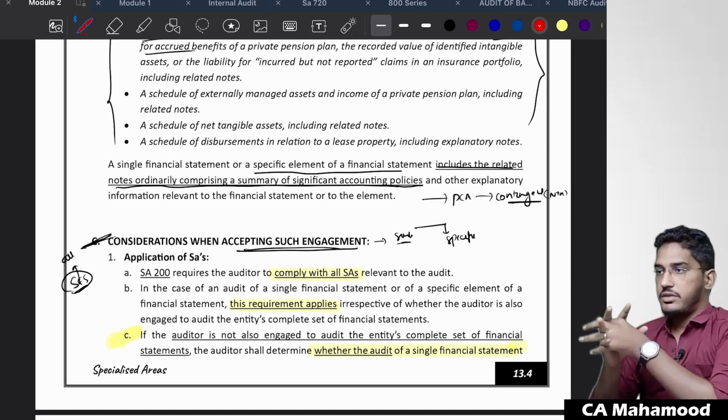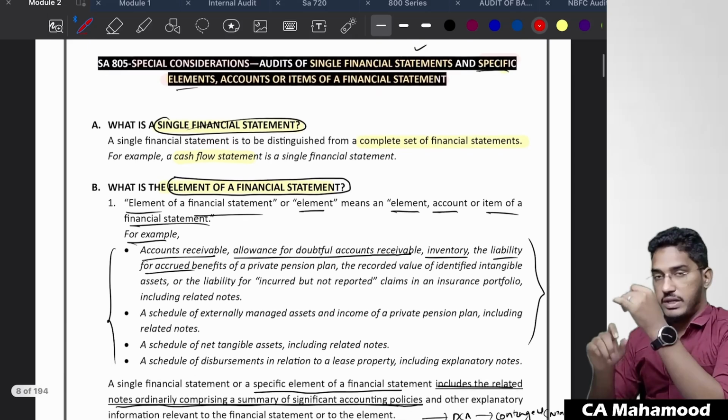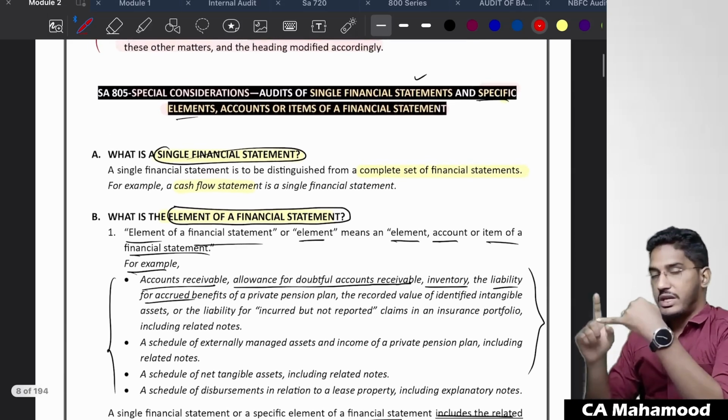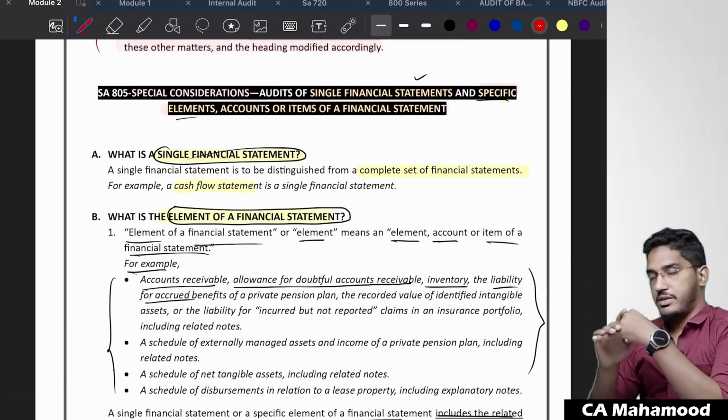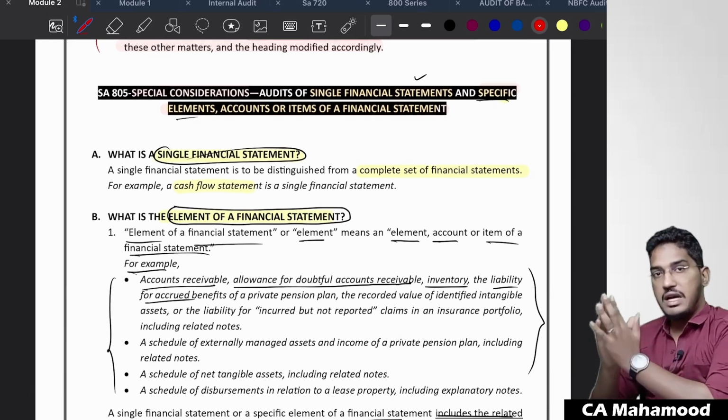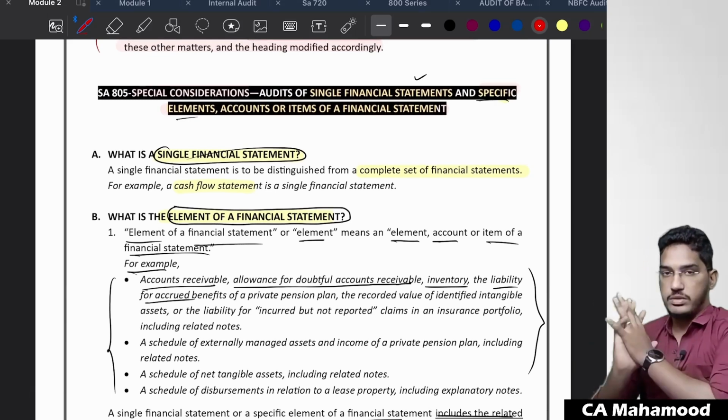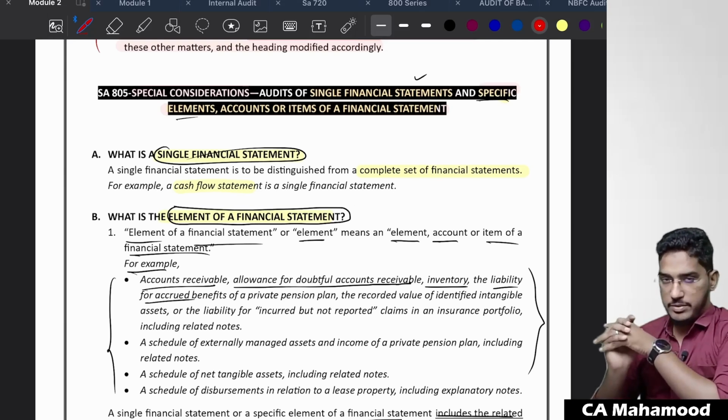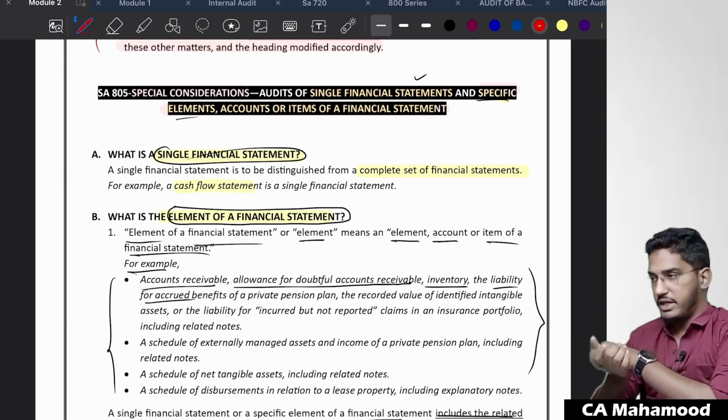Okay. So since we are done with 805, we are left with only one more standard. That one more standard we will complete after the break. We'll take a break for 10 minutes. After the break, we'll complete SAE 810. With that, the specialized areas chapter also will get over. So we'll meet after the break. We'll take a break now. After the break, we'll discuss SAE 810.